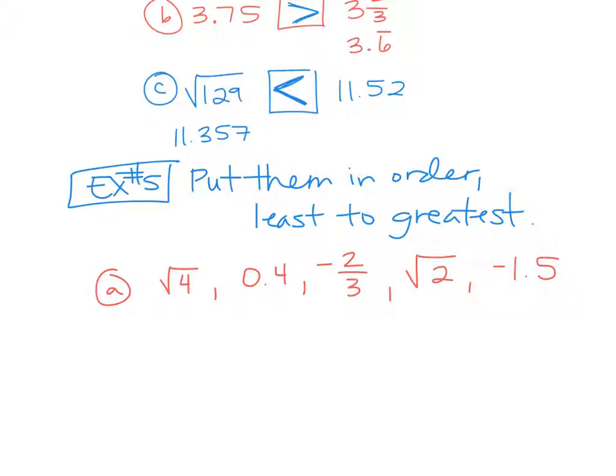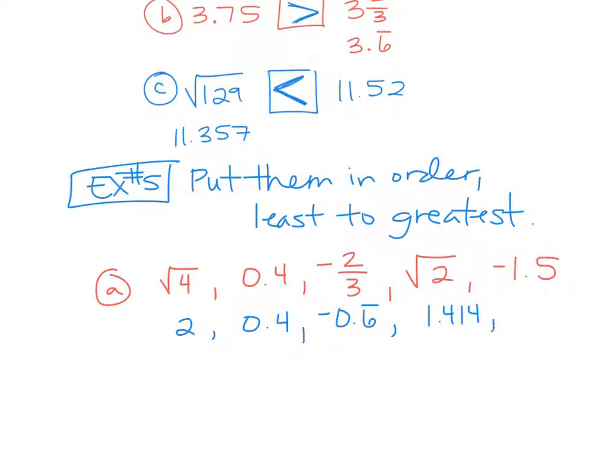So what is the square root of 4? 2, okay? 0.4 isn't going to change, 0.4. What's negative 2/3? Negative 0.6 repeating, okay? The square root of 2? 1. Not exactly 1, close to 1.